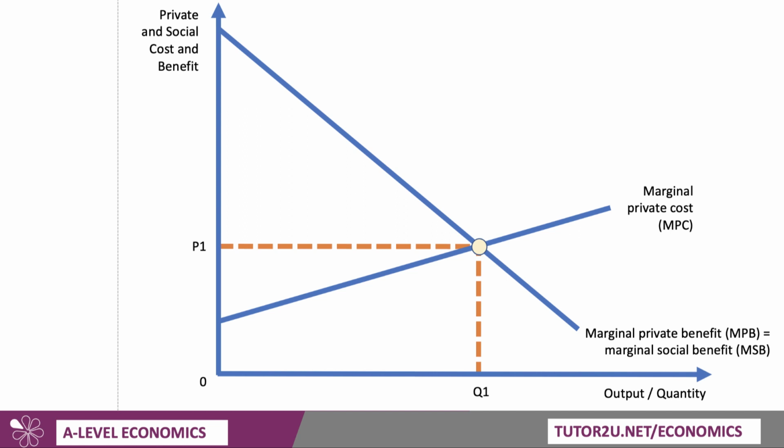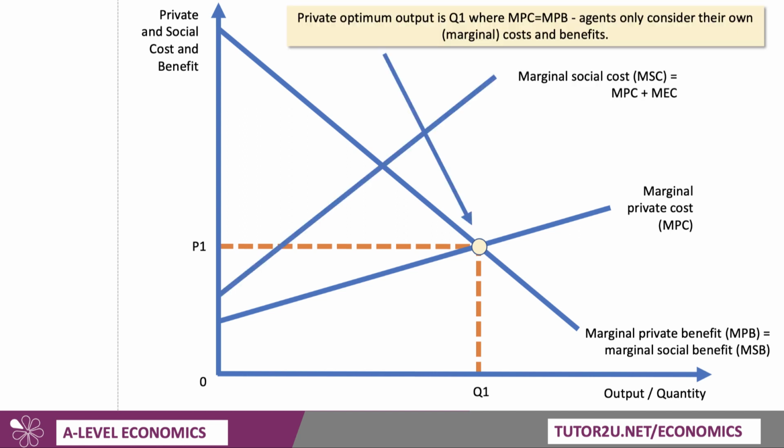So this is the marginal private cost and marginal private benefit. We ignore externalities in consumption here. And of course, with negative production externalities, external costs mean that the marginal social cost lies above the marginal private cost. So there's a gap between MSC and marginal private cost, MPC, and the gap is marginal external cost. The private optimum output is Q1, and that's where private cost and benefit are equal. Agents are assumed to only consider their own marginal costs and benefits, their own internal costs and benefits.